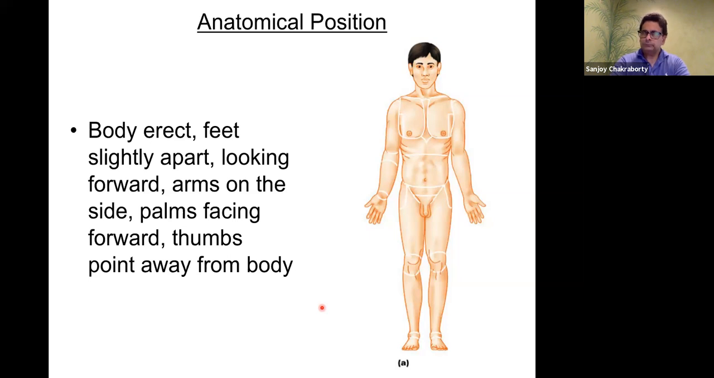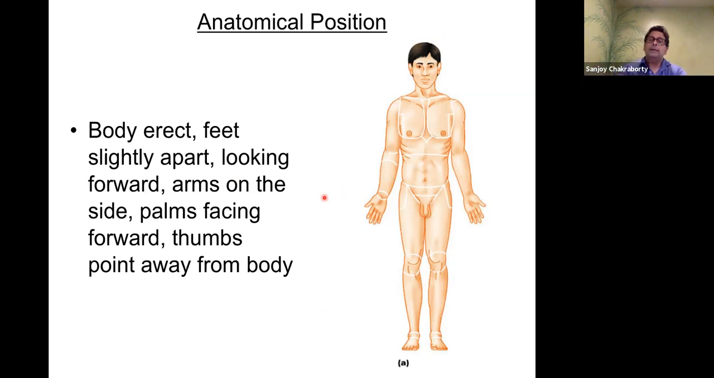Body erect, feet slightly apart, or you can say feet together, looking forward, arms at the side, palms upward, and thumbs outward. Some books do not include the thumbs outward part. They just say palms upward, okay? So the body is straight like in this picture, feet slightly apart, arms at the side, looking forward. You cannot look like this. So that is your anatomical position. All the pictures that you see are supposed to be in the anatomical position when you're studying.